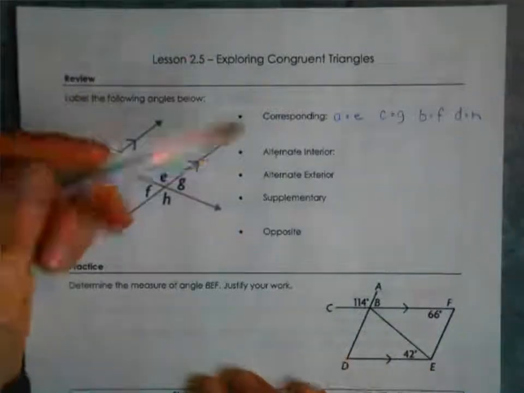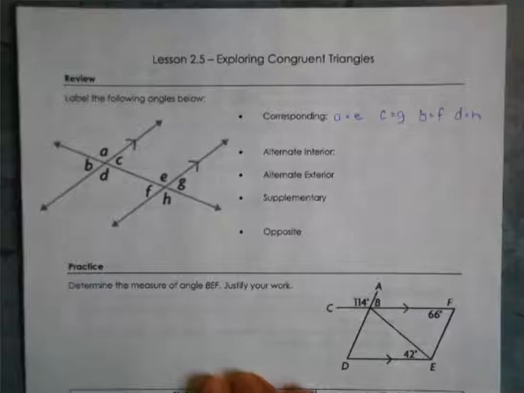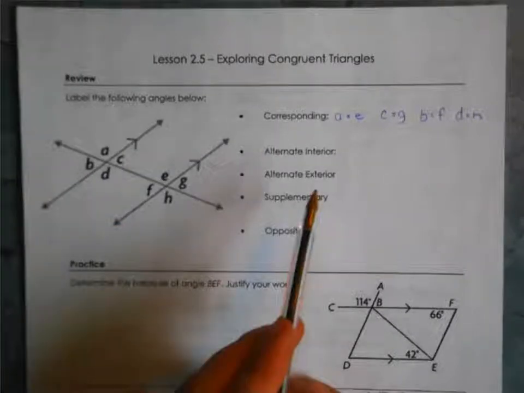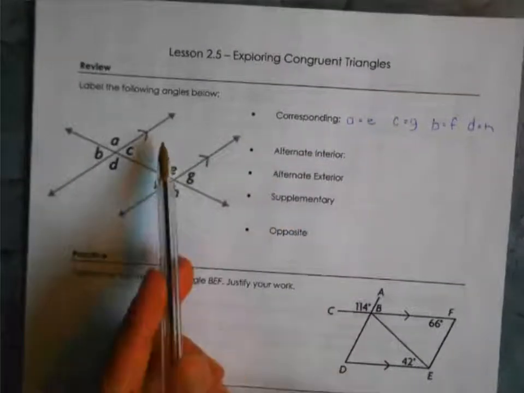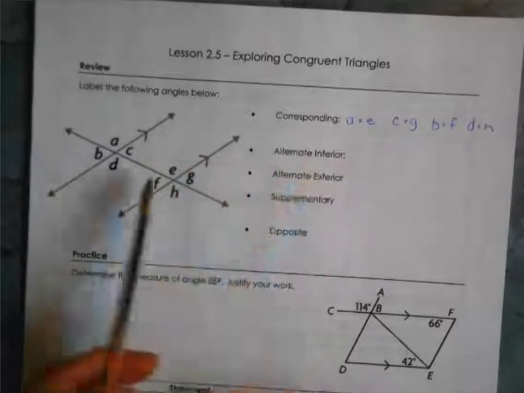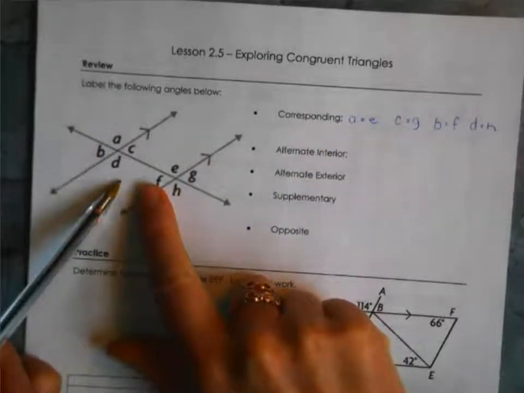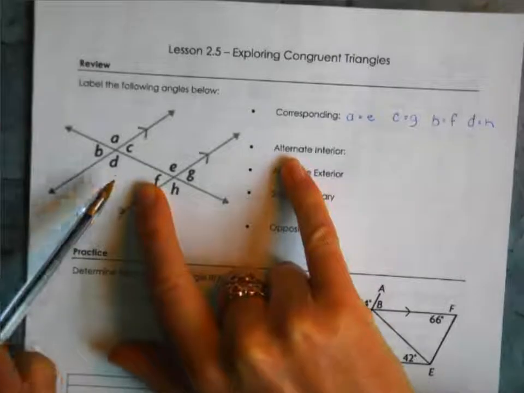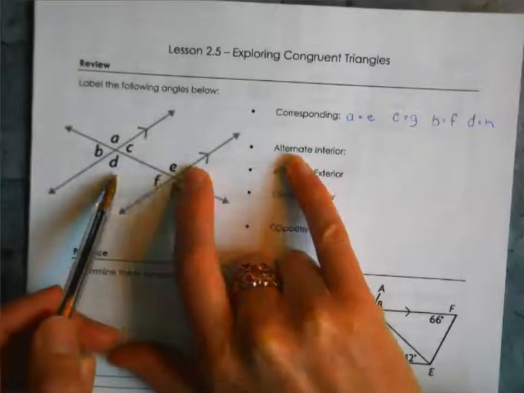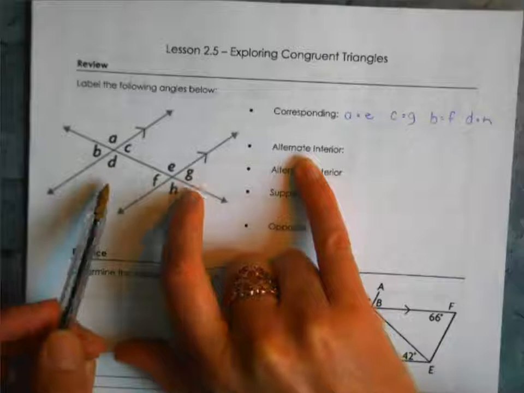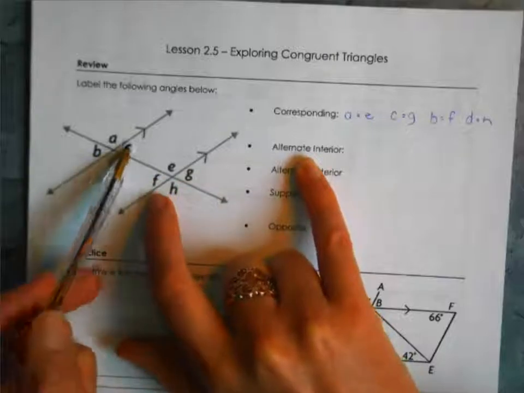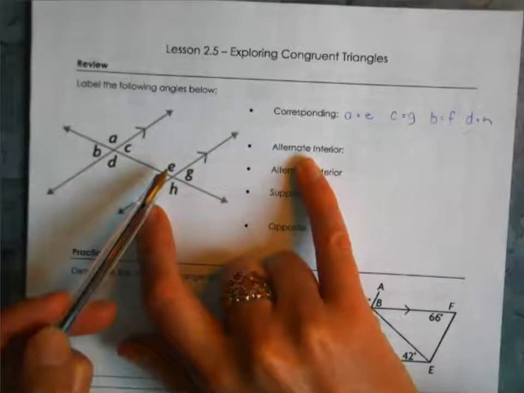Okay. What about alternate interior? So remember, the interior part is always referring to the parallel lines. So if it says interior, it means it's on the insides of those parallel lines. And then alternate means that they're on the opposite sides of the transversal. So alternate is always referring to the transversal. And so our inside angles are C, D, E, and F.